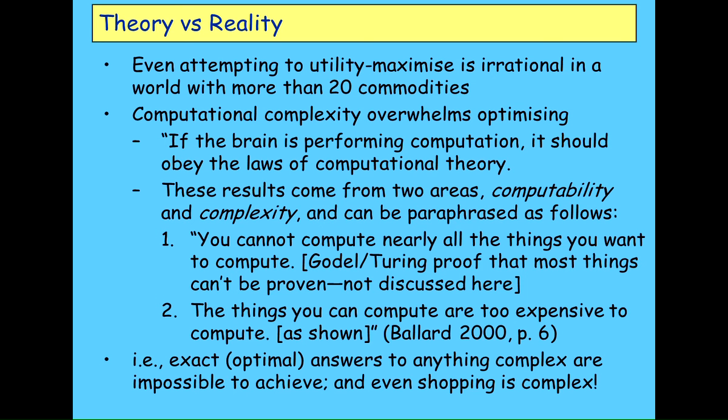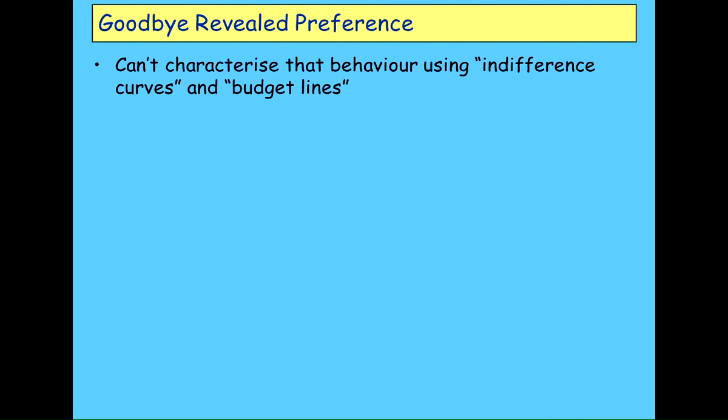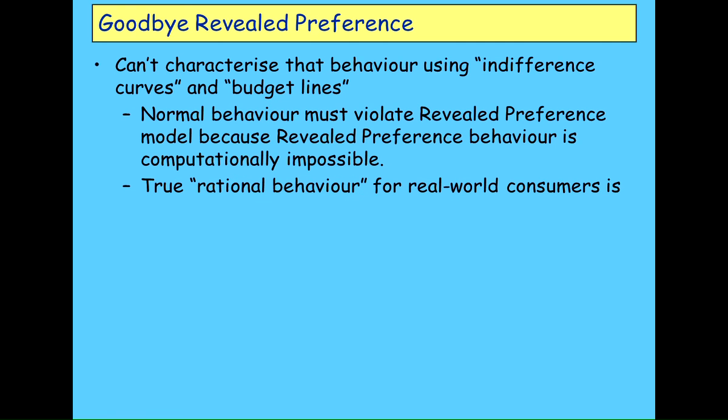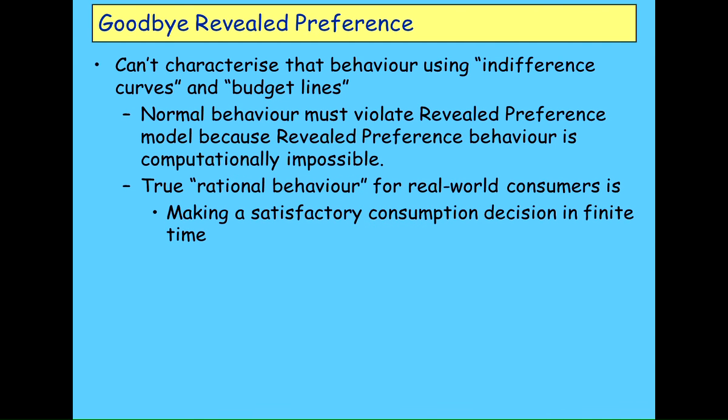So exact optimal answers are simply impossible to achieve. So revealed preference is out the window. As a description of human behaviour, it simply doesn't work. Normal behaviour must violate those axioms because the actual behaviour is computationally impossible. And therefore true rational behaviour is making a satisfactory choice in finite time. Goodbye to a large part of what you've been taught of how to model human behaviour.